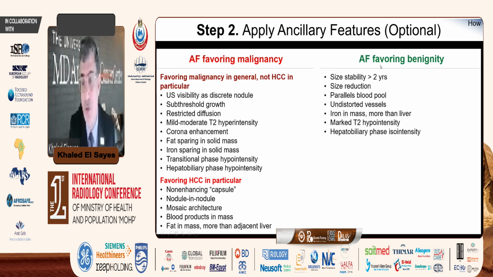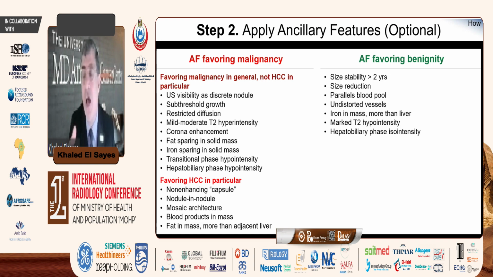And also ancillary features favoring benignity: stability, size reduction over time, marbling, the blood pool. If you think that something is following the blood pool, then you think of hemangioma, right? Undistorted vessels, iron in a mass is more than the liver, marked T2 hypointensity, right?